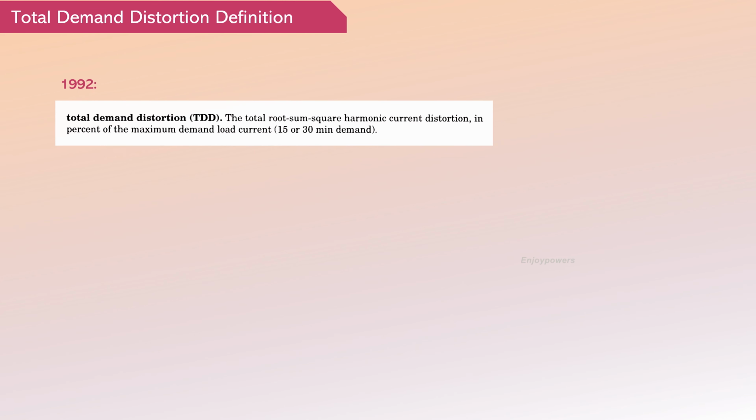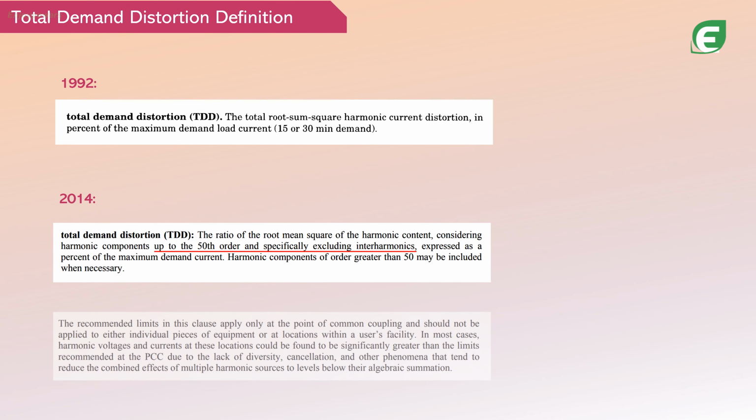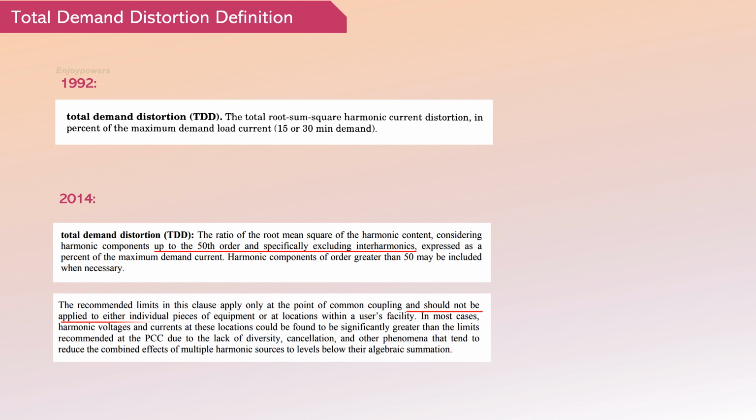3. Total Demand Distortion, TDD, definition. The definition of total demand distortion, TDD, a critical metric in determining harmonic percentage limitations, evolved. In the 1992 version, TDD was the percentage of total harmonic current to the maximum demand load current. In the 2014 version, TDD considers only the highest 50 harmonics, excluding intermittent waves.